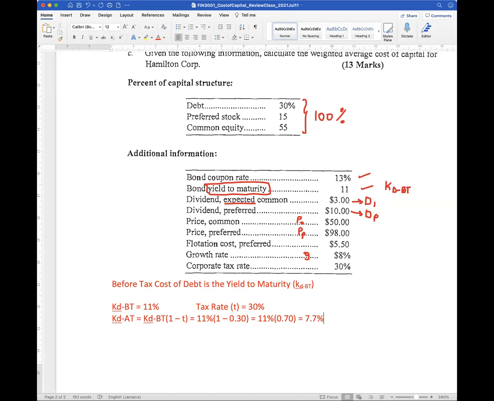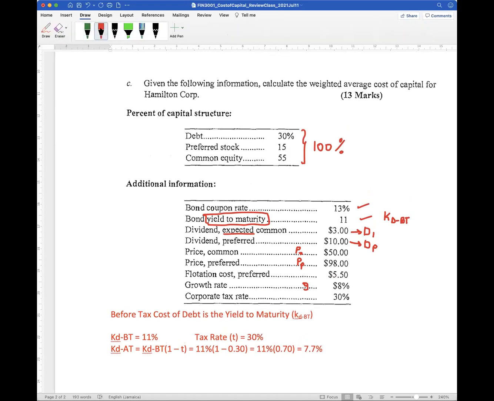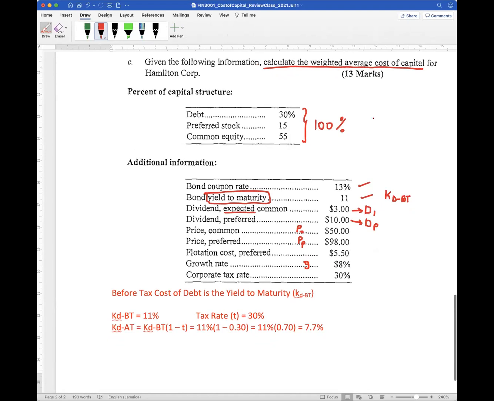Can I see what the question asked us to do again, please? The short answer on the calculator is 0.077. Oh, that's percent. It asks us to calculate WACC, weighted average cost of capital, and we're supposed to use this information: the bond coupon rate and the bond yield to maturity. This is the whole question, so we can only use what's in the question.